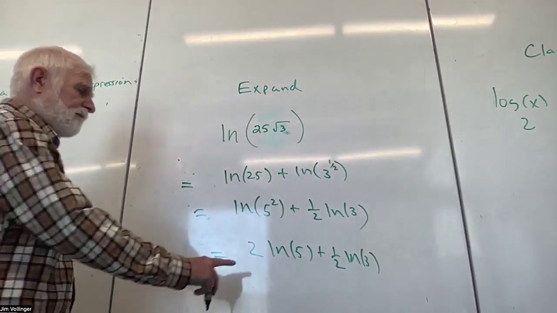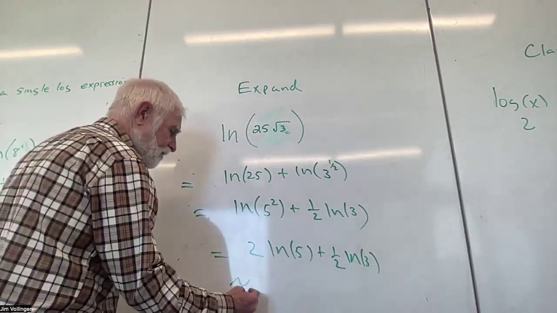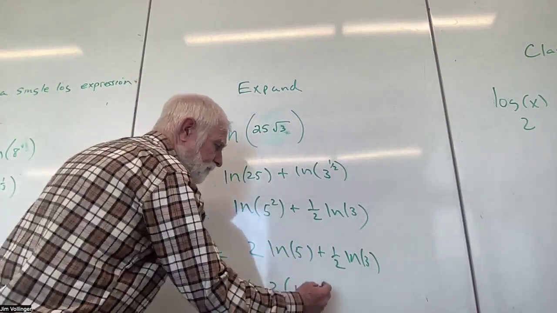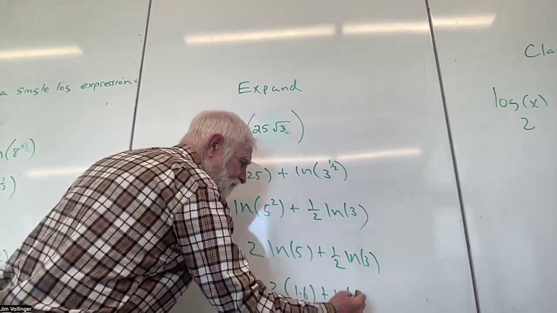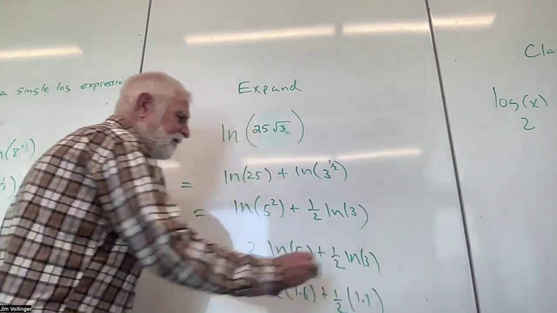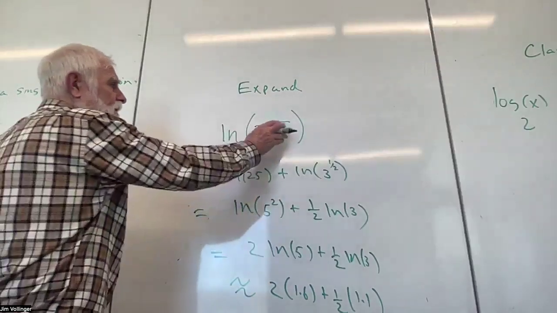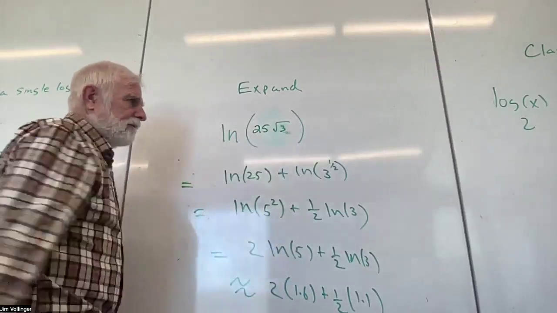Okay, so the ln of 5, if this is an approximation, I can do 2 times 1.6 plus 1/2 times 1.1, and I can get a feel for this amount. As long as I'm working locally, we can do this.